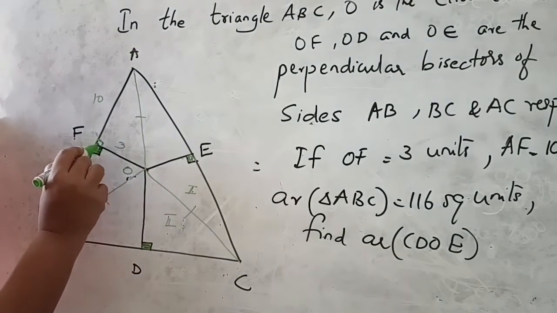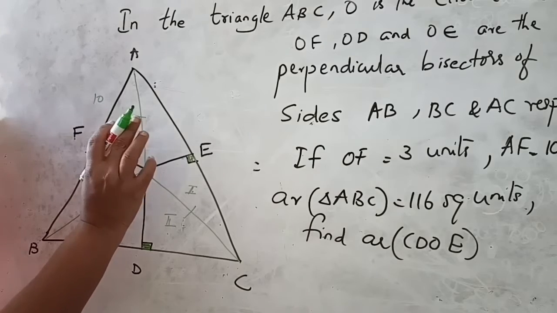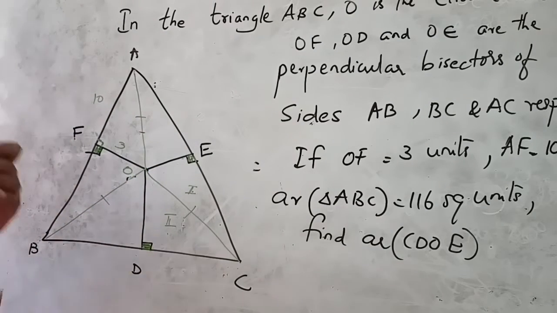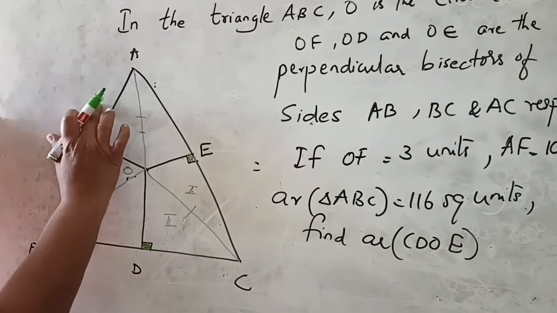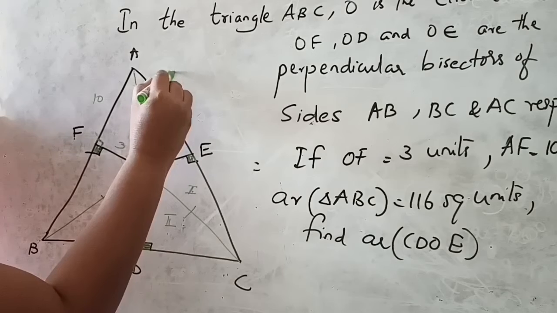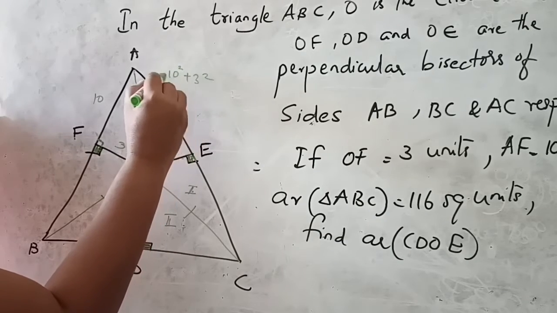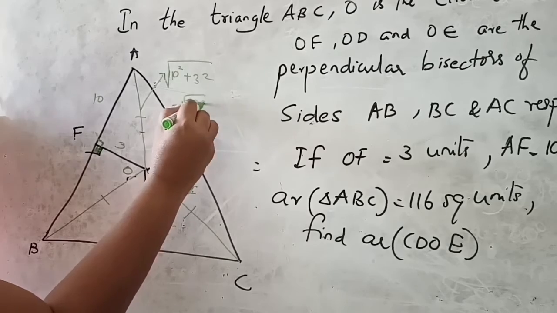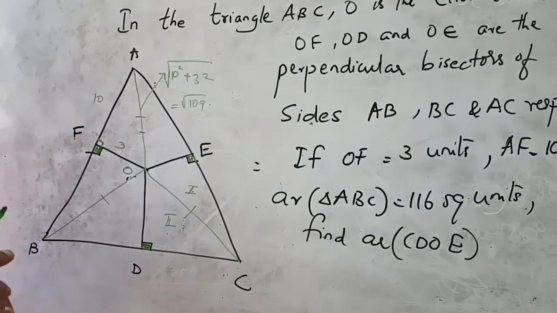Okay. Since this is 90 degrees, this has to be my hypotenuse. Hypotenuse square is equal to base square plus altitude square. So what do I get here? 10 square plus 3 square. So this particular measurement will be under the root. I get this measurement as root 109. So the measure of OA is equal to root of 109.